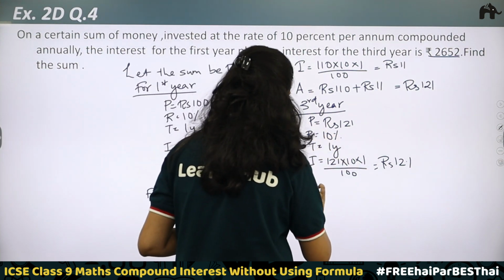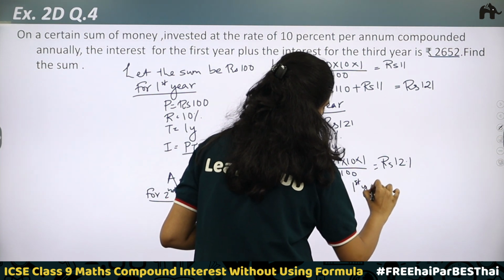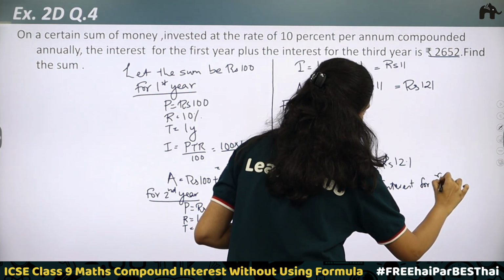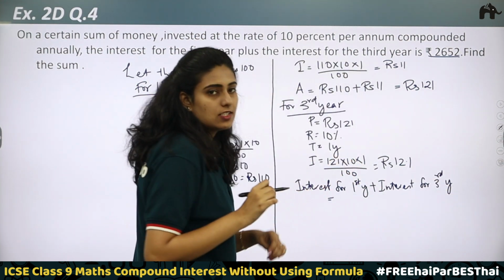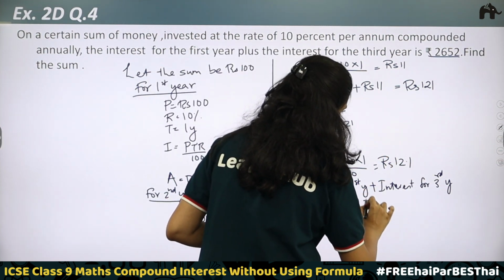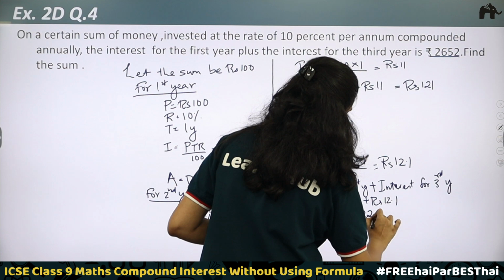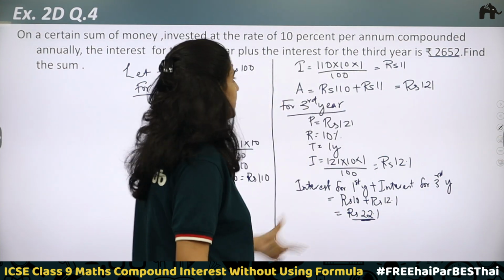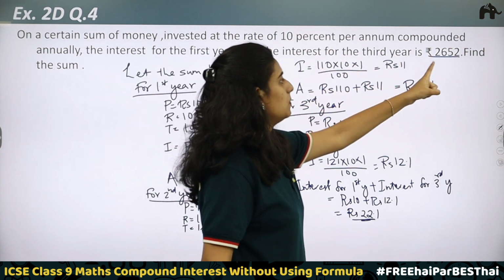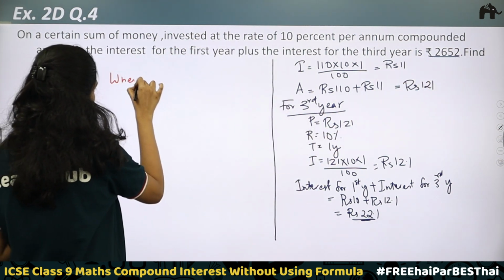Now interest for first year plus interest for third year. What do we get when you find the interest for first year and interest of third year? You will be getting rupees 10 plus rupees 12.1, which is equal to rupees 22.1. Okay. Here in the question it is given that the interest for first year plus the interest for third year is rupees 2652.